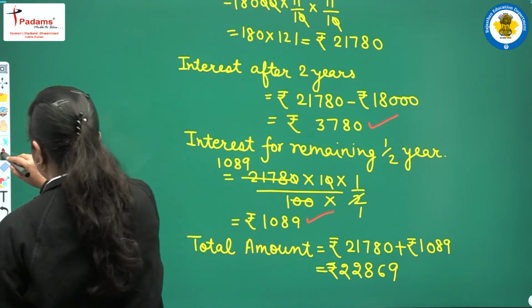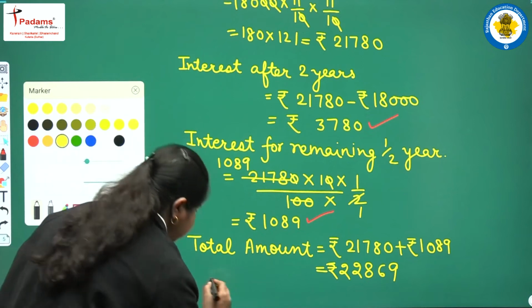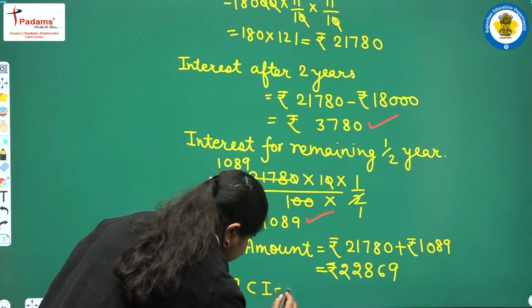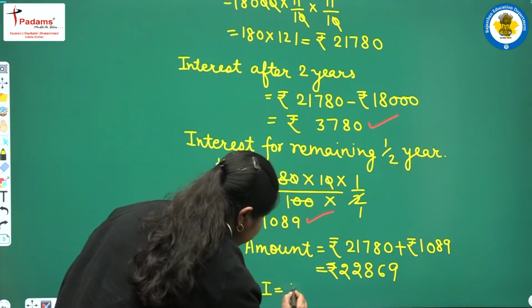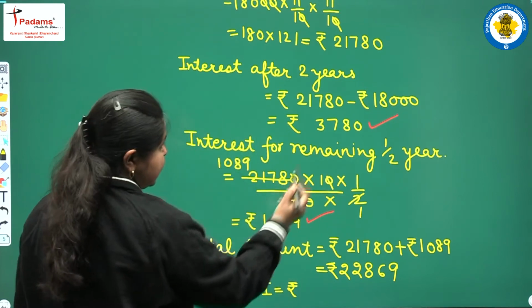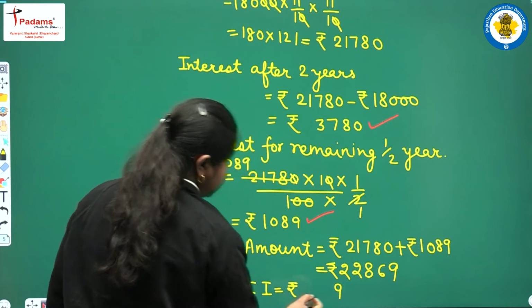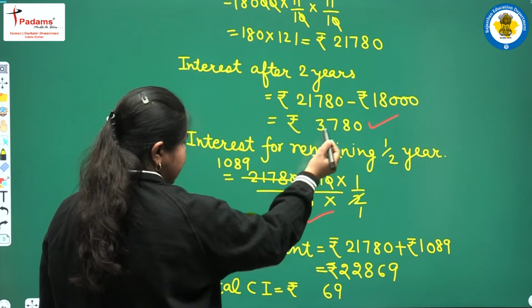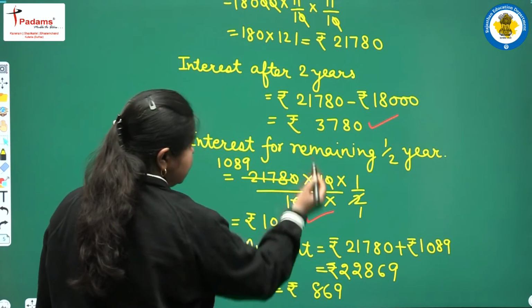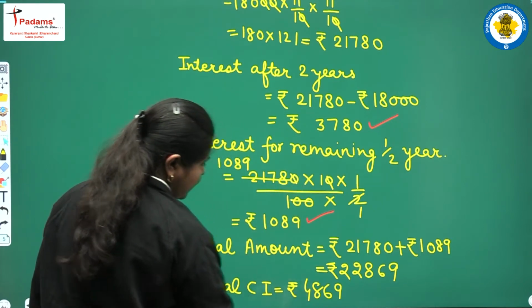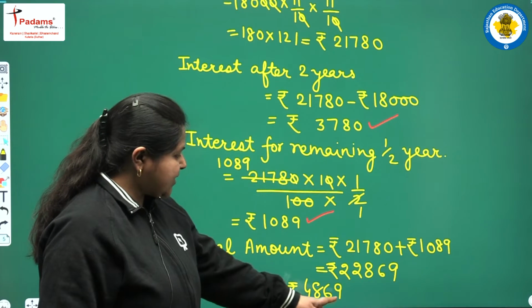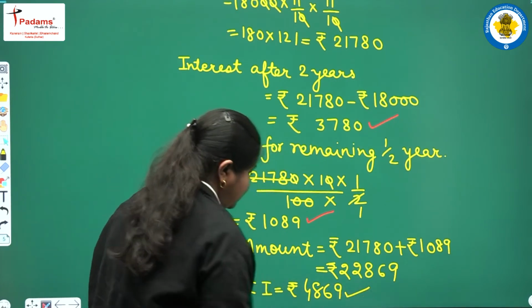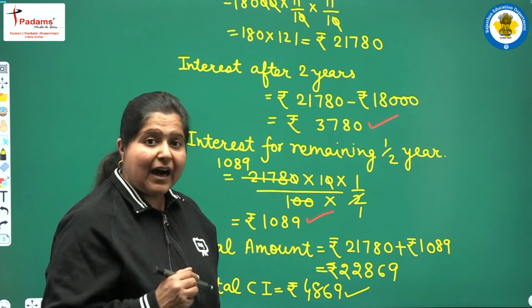So how much will the total compound interest be? Let us write it. Total compound interest. We will add these two numbers. Rupees, how much? Let us add. 0 and 9, it will be 9. Then 8 and 8, it will be 16. 1 carried, 8 here. And then 3 plus 1, it will be 4. So 4,869. This is the total compound interest at the end of 2.5 years.